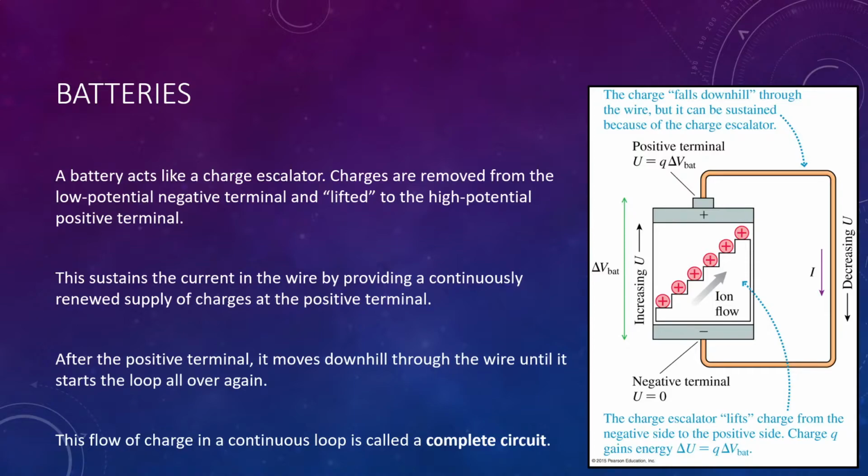Well, once this happens, we can then sustain current in a circuit. We do this by basically thinking of that waterfall analogy again. Once we're at the positive terminal of the battery, the charges move through the wire, fall back down to the zero potential or negative terminal of the battery, and then it starts all over again.